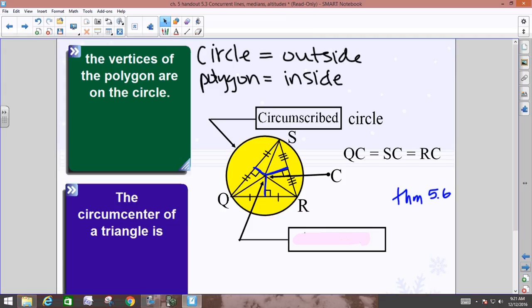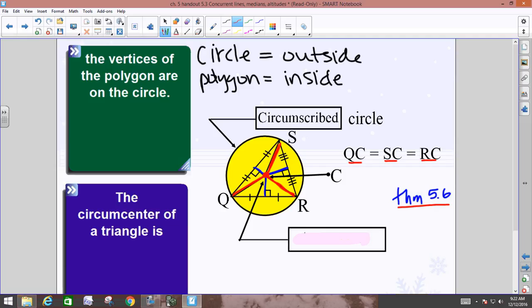Those three blue lines are concurrent at point C. And according to this theorem 5-6, this point must be equidistant to each vertex. So the length of those red lines are all going to be the same. QC equals SC equals RC.